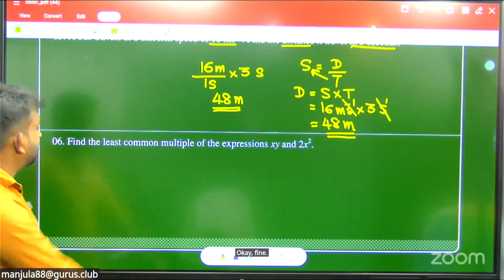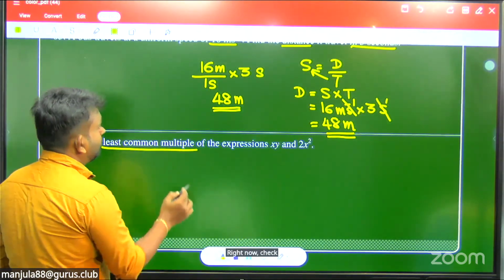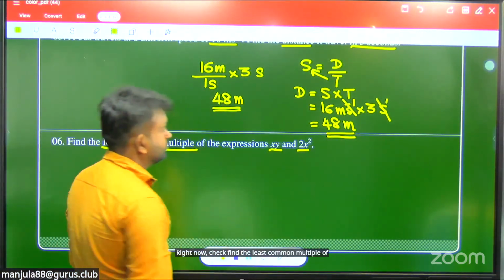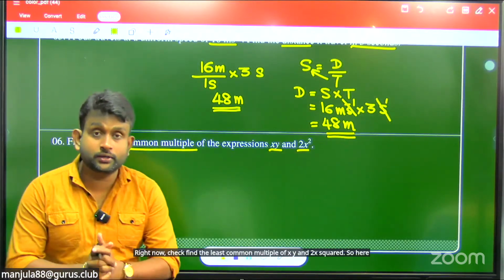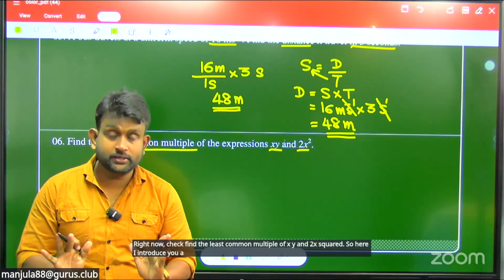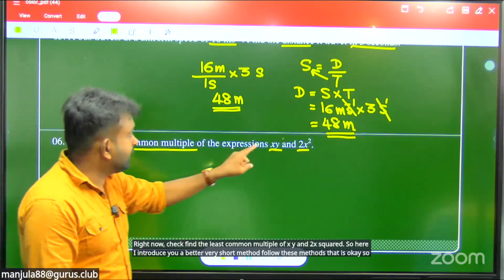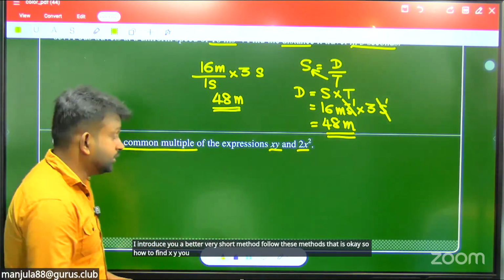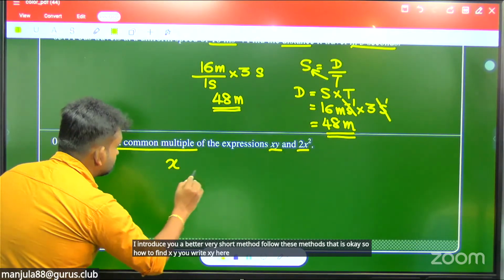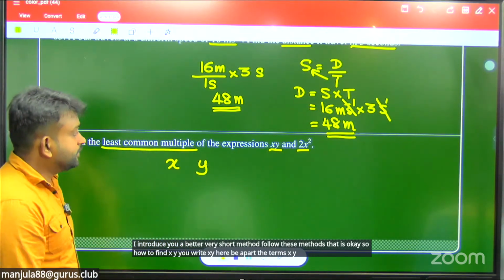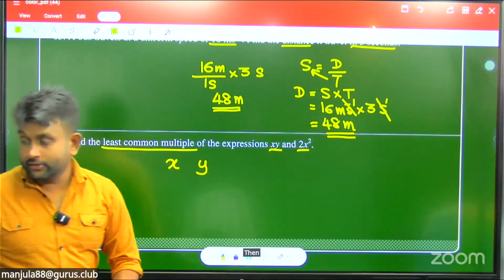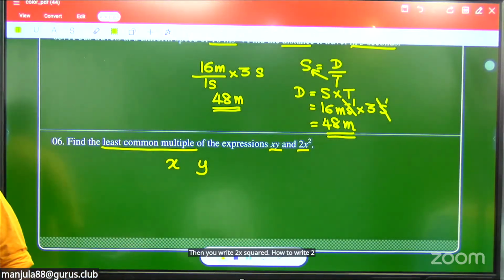Right, now check. Find the least common multiple of xy and 2x squared. So here I introduce to you a better, very short method. Follow this method, that is okay. So how to find it? You write xy here, apart the terms x and y. Then you write 2x squared. How to write 2x squared?